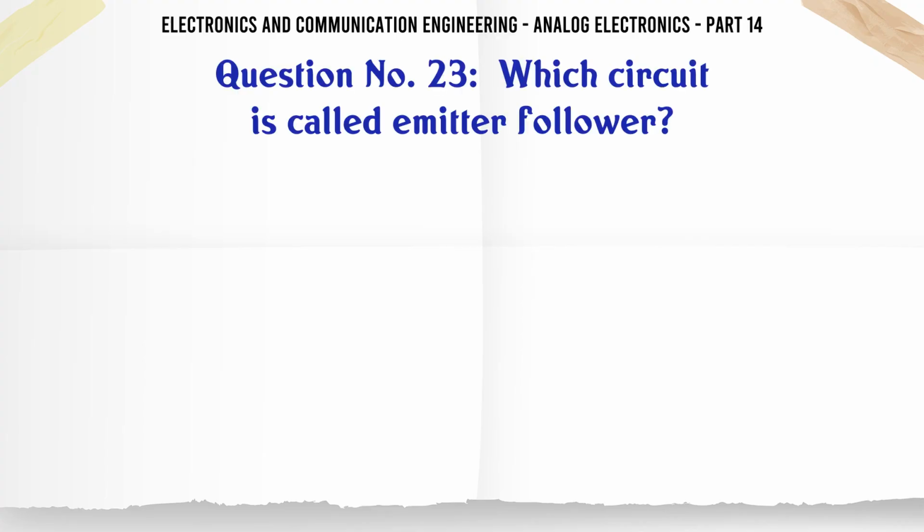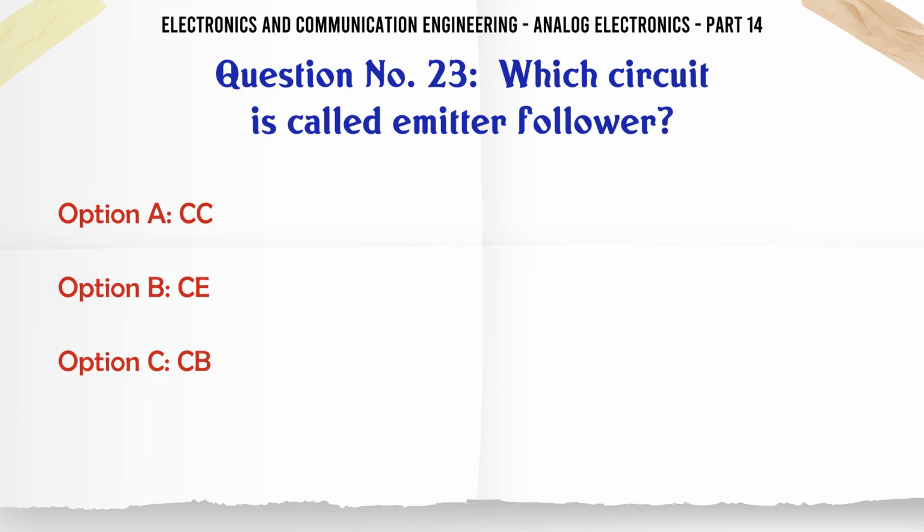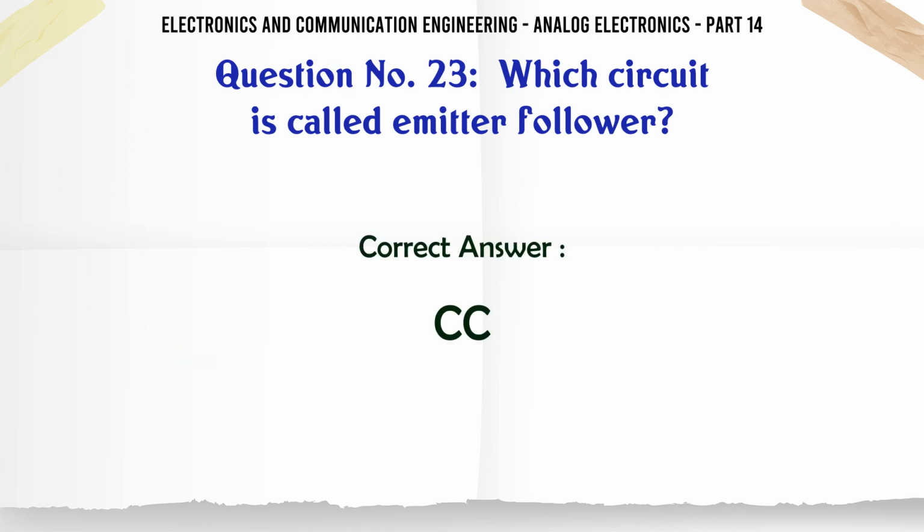Which circuit is called emitter follower? A. CC, B. CE, C. CB, D. Both A and B. The correct answer is CC.